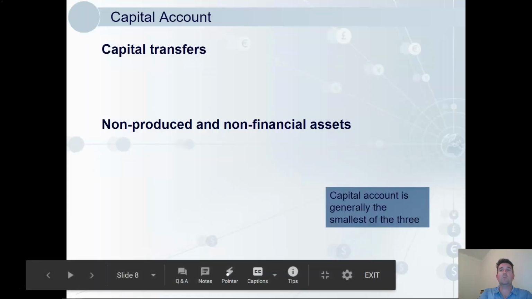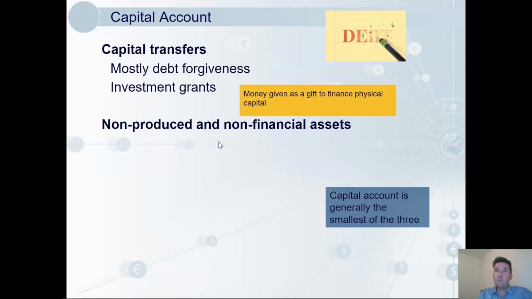This is the smallest of the three. We have capital transfers, which is when capital is just given between countries. The most common form is debt forgiveness, where the government may just cancel some of the debt that is owed by other countries. Otherwise, there are investment grants where the government gives money to fund physical capital.